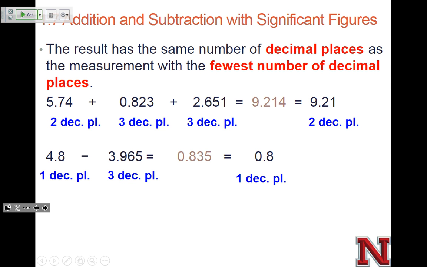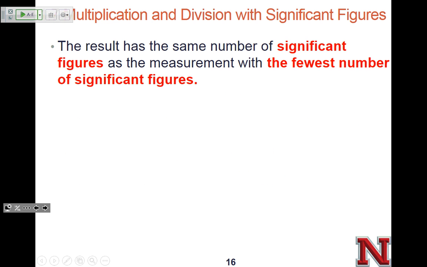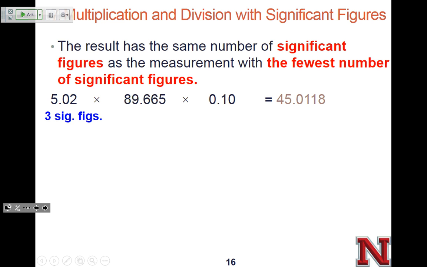We're looking at the amount of decimal places. Now, multiplication and division, we're looking at the least number of significant figures. And both of these, we're looking at the least of something. So here, if I put this in my calculator, I get that big number. But that's not going to be my full number, so I need to look at how many significant figures I have. 5.02, that has 3 significant figures. This one is all numbers, no zeros, so of course I have 5 significant figures.